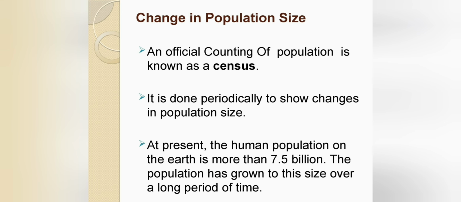At present, the human population of the earth is more than 7.5 billion. As I told you, in 2016 the world population was counted, and accordingly 7.5 billion people were living in the world at that time. The population has grown over a long period of time, and it took a long time to reach this present size of 7.5 billion.